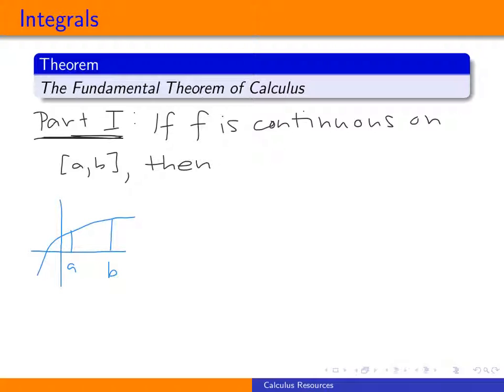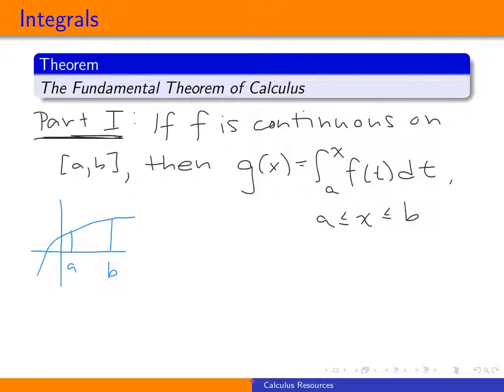Then we define the function g of x, which is going to be the integral from a to x of f of t dt, where x is going to be between a and b, where we're guaranteed continuity of f. Now, it makes sense to talk about the integral. It makes sense to talk about the area under the curve because it's nice and continuous, which we can see in that picture. So from a to x, g of x outputs this area right here.